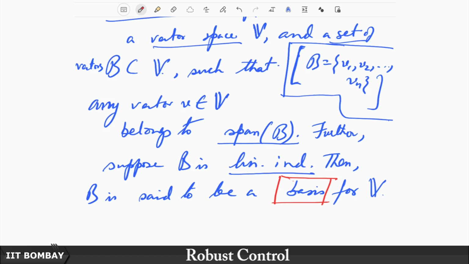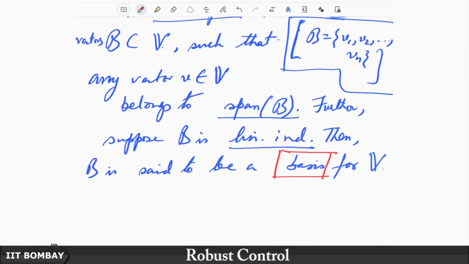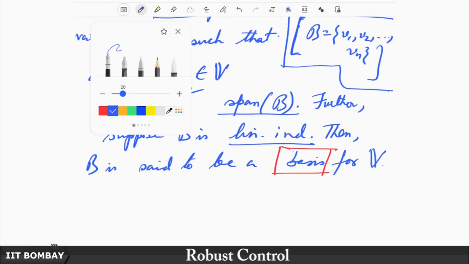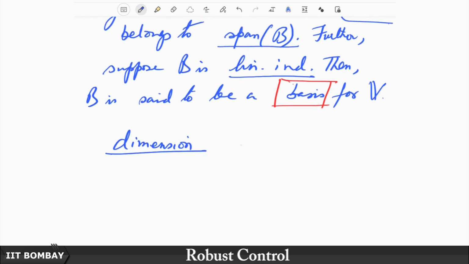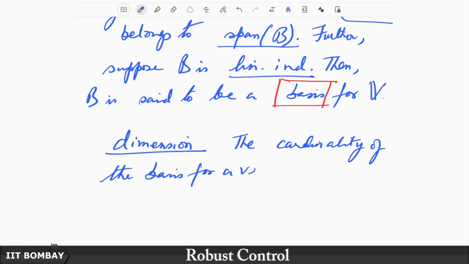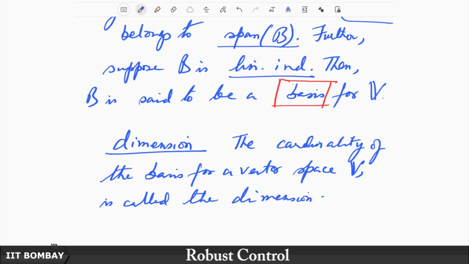And as soon as you have defined a basis, the next most obvious definition that follows from this is that of dimension. So, what is the dimension? The cardinality of the basis for a vector space V is called the dimension of the vector space V.